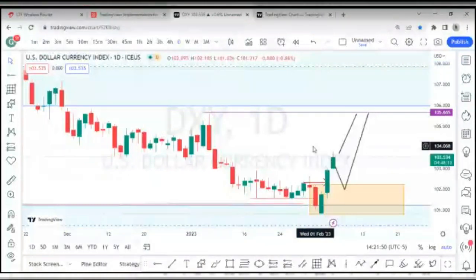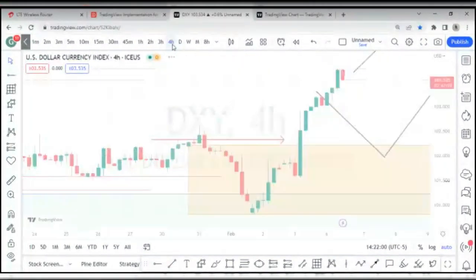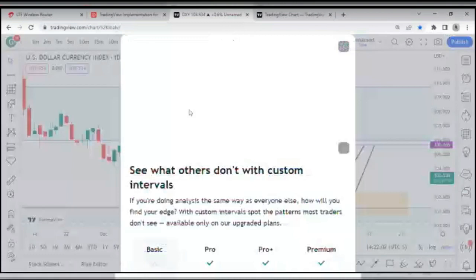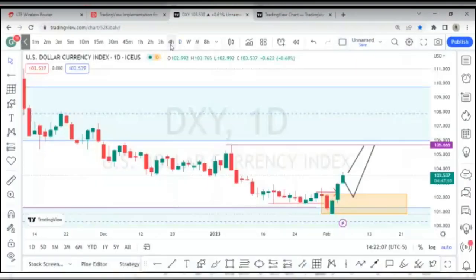Do I have access to 8 hour? I don't know why, I don't like paying for TradingView, because I don't really use my system a lot. That's why sometimes I don't pay for TradingView. Woo, I don't have 8 hour. I'm mostly using my phone.